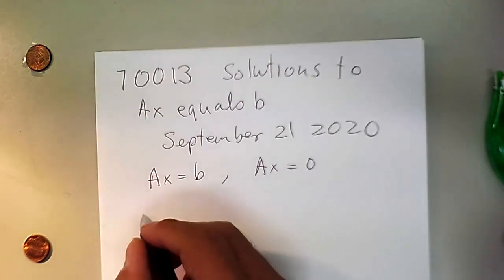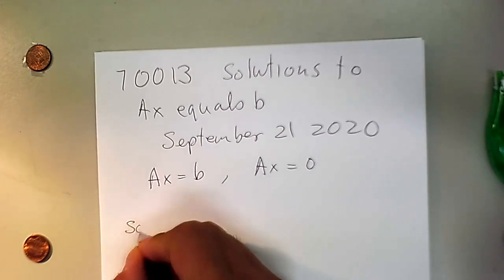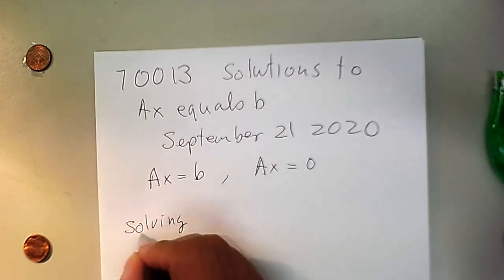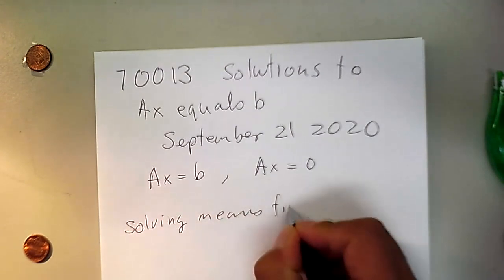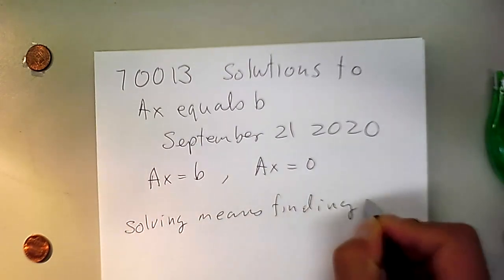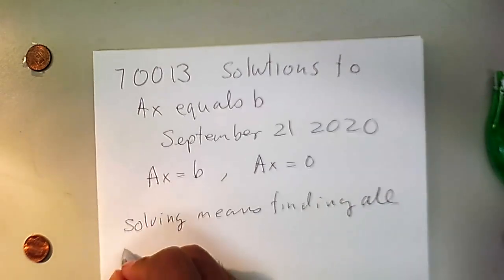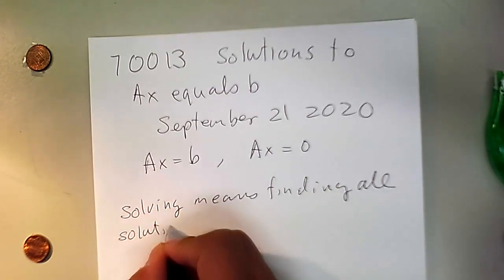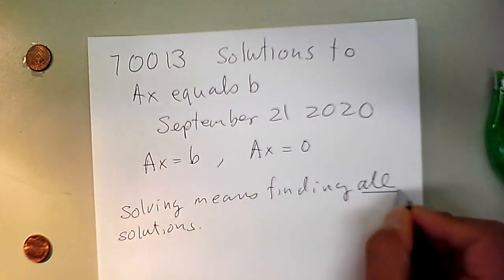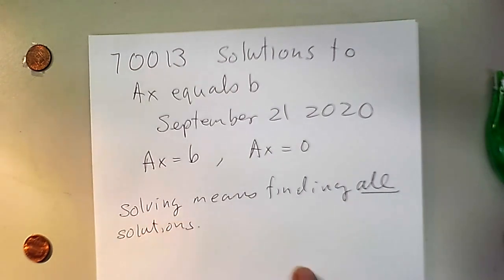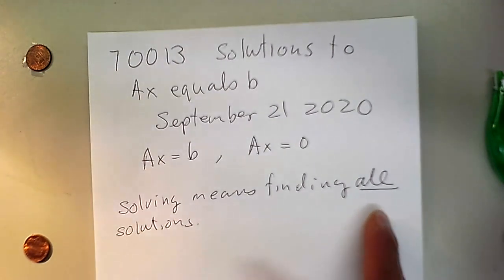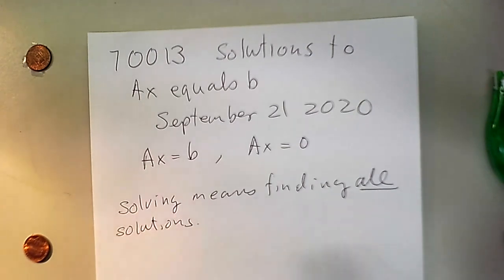Let me first talk about solving. Solving in math means finding all solutions. And the key here is in all. So not just finding one, but finding them all, absolutely every one of the solutions. So whenever we're solving a problem, it is understood that we mean finding every single one of them.